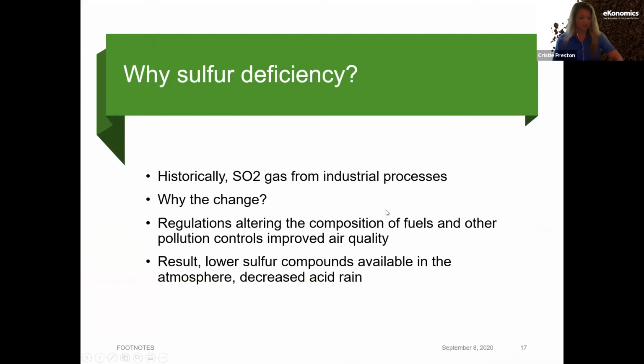So the big question is, why are we seeing more and more sulfur deficiency? And I feel like we're kind of beating a dead horse whenever we talk about the Clean Air Act, but in reality, that's the reality we're living in, is the fact that we're not getting the sulfur deposition that we were, say, 40 years ago. And this is due to the Clean Air Act. The industrial processes are not releasing SO2 gas, and we're not getting the acid rain from the release of that industrial process.